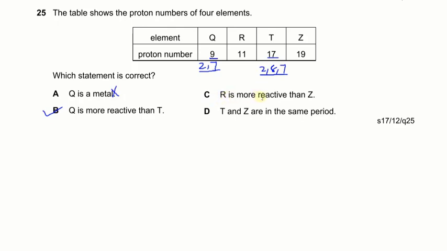Let's see the next one. R is more reactive than Z. R is 11, that is 2, 8, 1, which is sodium. Z is 2, 8, 8, 1, that would be potassium. So Z is more reactive than R, which means R is more reactive than Z is a wrong statement. In the last statement, T and Z are in the same period. That is not possible because T has 3 shells and Z has 4 shells. Z is in the fourth period, T is in the third period. So that's wrong, and the answer is B.